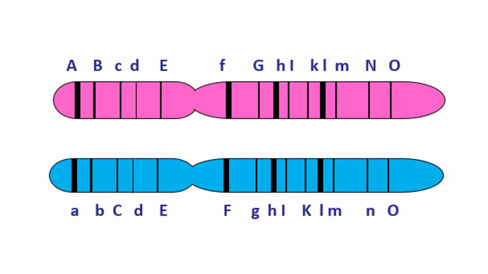For example, for gene A, I inherited capital A from mom, but lowercase a from dad. If they are not the same, we say heterozygous, or hybrid. Just like chemistry, heterogeneous and homogeneous, the same kind of description. Hetero means different. So this is heterozygous or hybrid. If they are the same, then we say we are homozygous or pure for this gene.